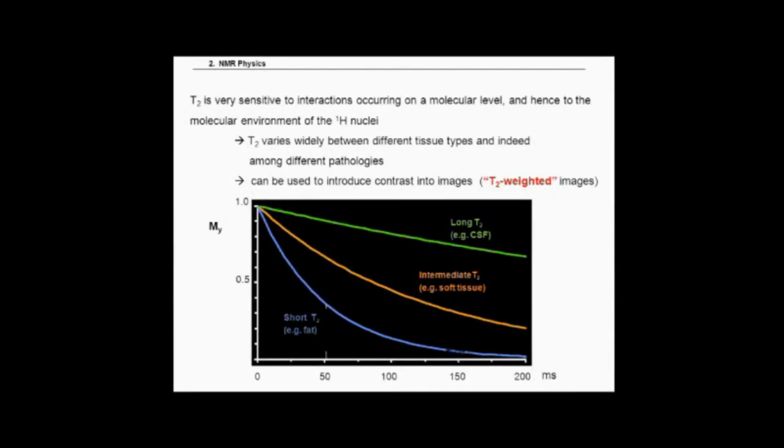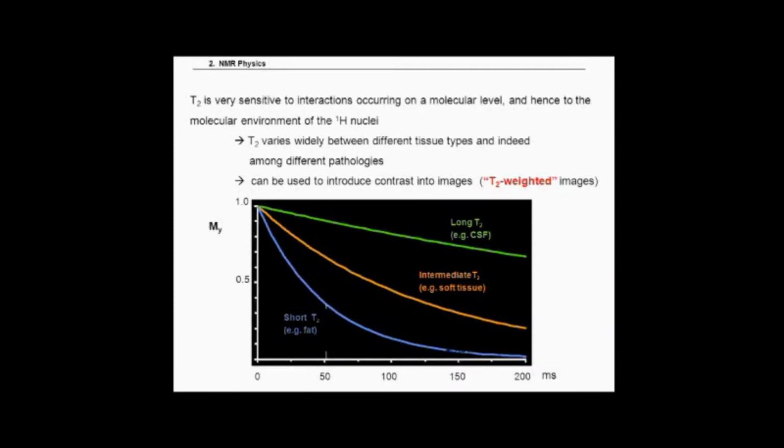And it turns out that if you look at different types of tissues and even different pathologies within tissues, the value we can actually measure, people have done this, they've measured the value of T2, how long it takes for the vectors to decay away, and it varies widely between different tissues. And we can use this property to create contrast in images, so we can acquire images which are influenced or weighted by this T2 property, so-called T2 weighted images.